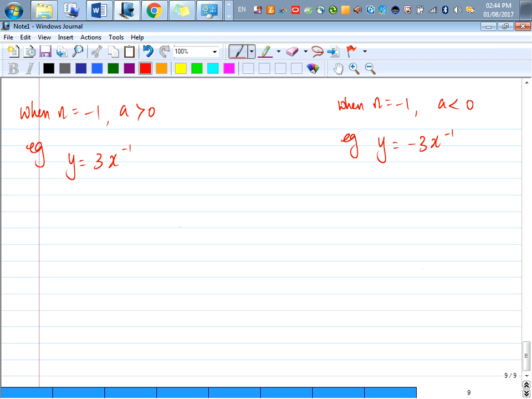We shall go into negative powers. So negative 1, if you go and plot it out, you'll realize that the graph looks like this. Y, x.